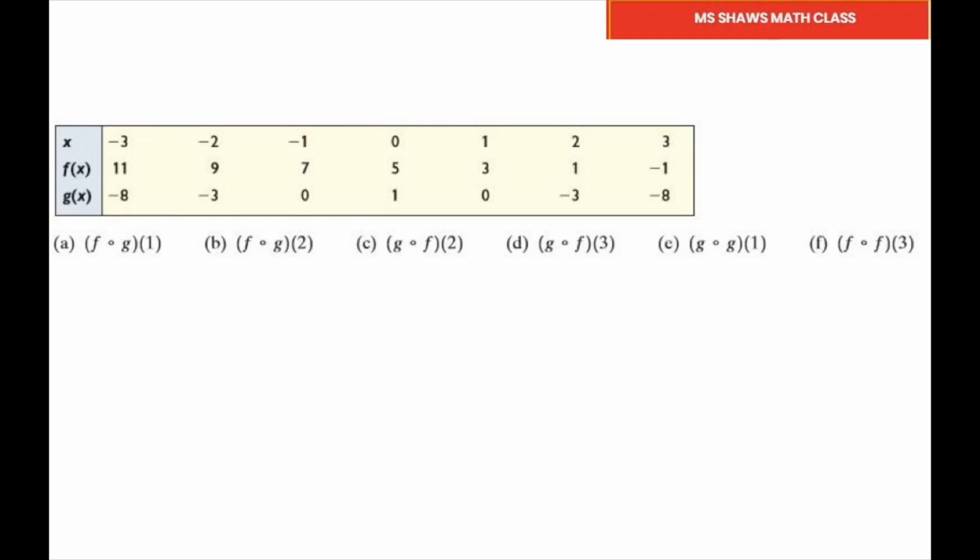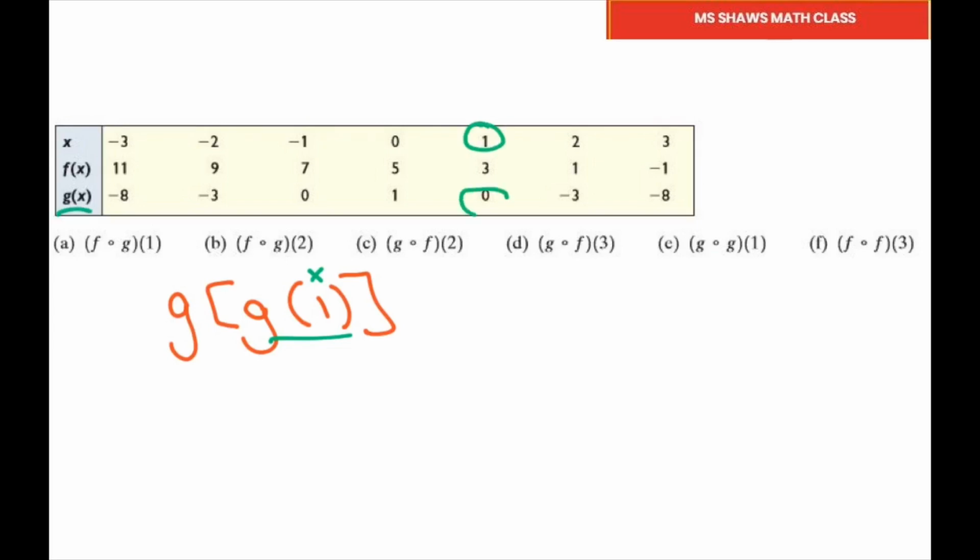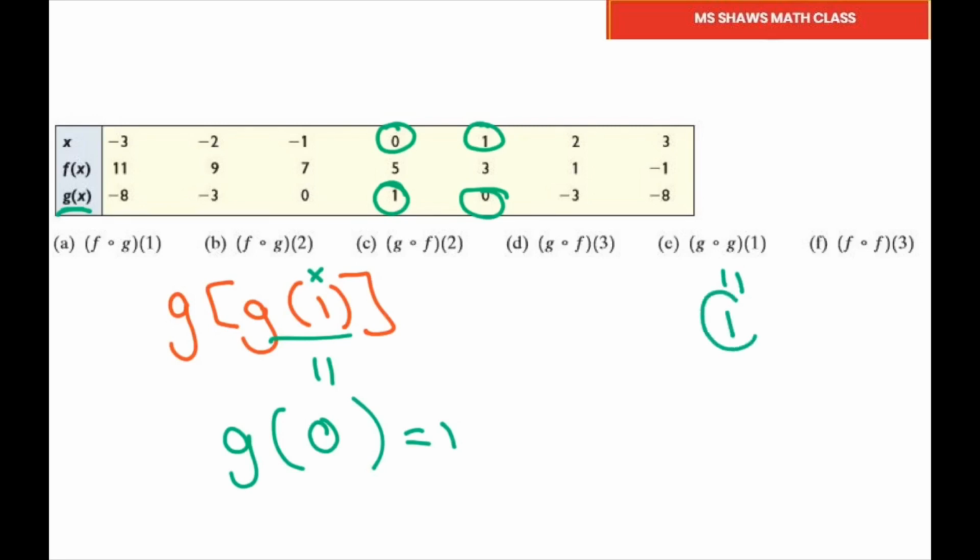Next one is g of g of 1. So the inner function is g of 1. So go to where x is 1, and then go to g, and that's 0. Now we're going to do g of 0, the outer function. So go to where x is 0, and then do g of that, which is 1. So this whole thing equals 1.